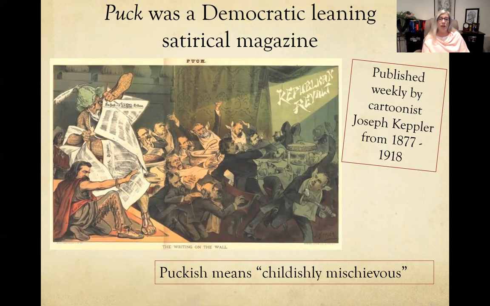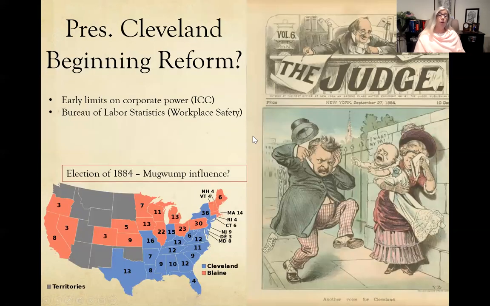And so notice what they're saying here. The writing is on the wall. The Republicans are revolting. And so this is talking about the mugwumps who are turning towards a Democrat for his candidacy. All right, so Puck magazine comes out every week, and this is Joseph Keppler. So he and Thomas Nast are both the two really popular cartoonists of the time, and Puck is the Democratic magazine. So we've got Grover Cleveland, who is bringing in reform.